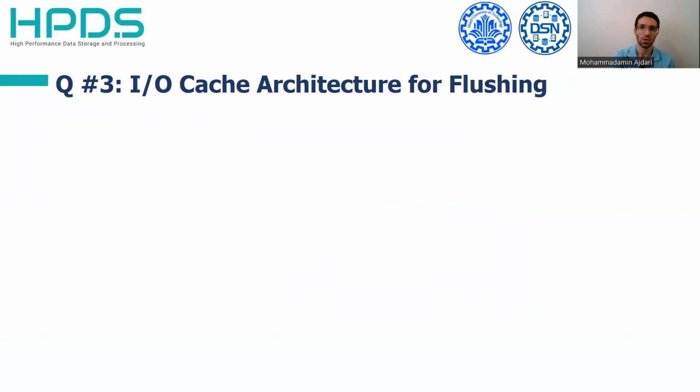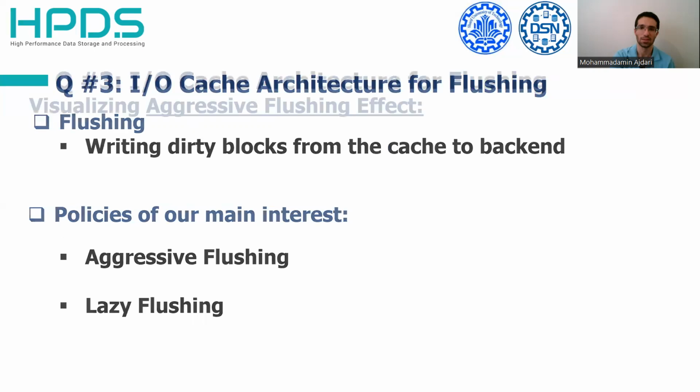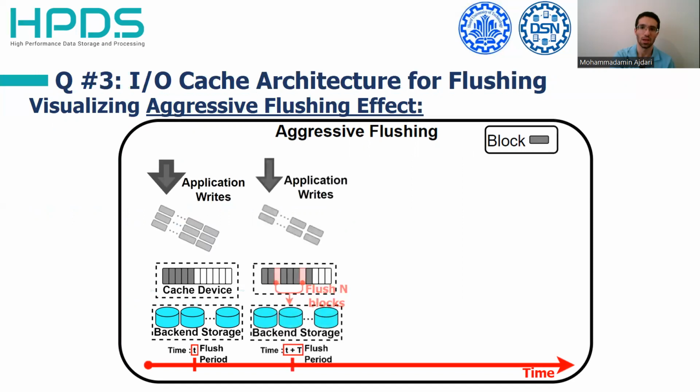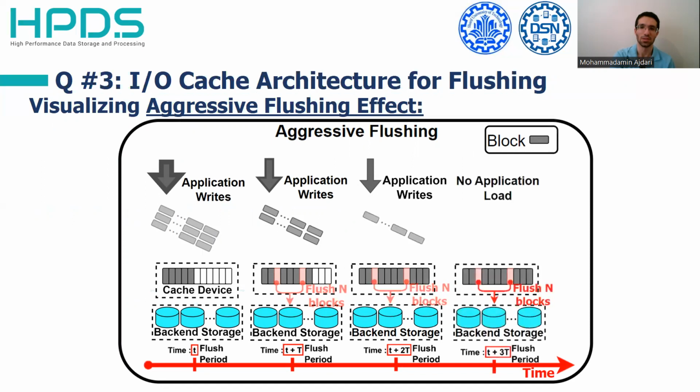The third architectural question we ask is, which flushing logic is most scalable in emerging fast environments? In the next few slides, I would show two policies, namely aggressive flushing and lazy flushing. Now let's visualize the aggressive flushing. At first, the application is writing groups of blocks to the cache. After a period of time, flushing starts and may degrade performance of the cache and application writes accordingly. When the cache becomes fully dirty, the pressure increases and may reduce application performance further. Naturally, when the cache does not have any load, the flushing freely happens.